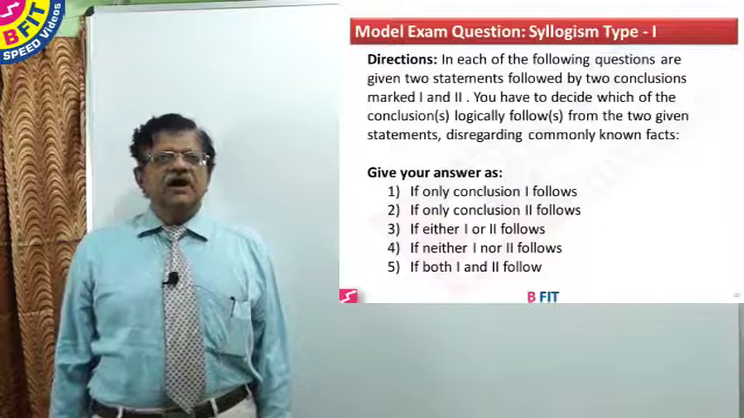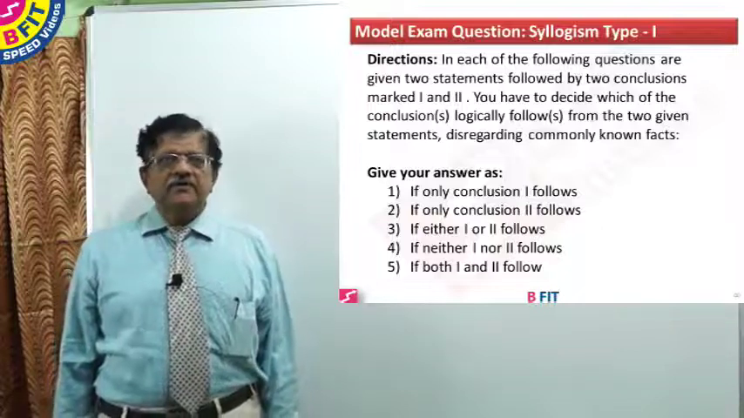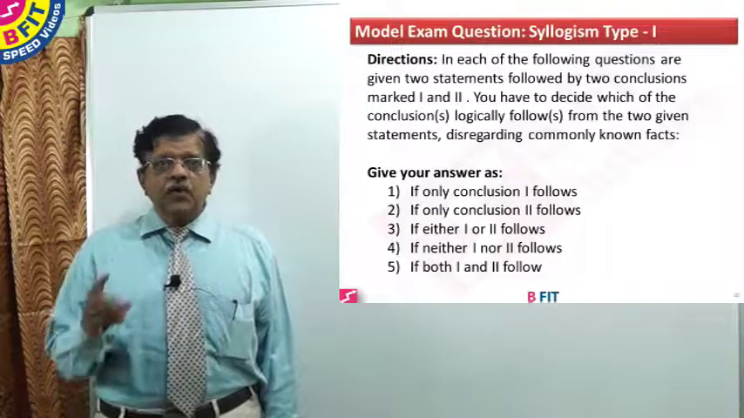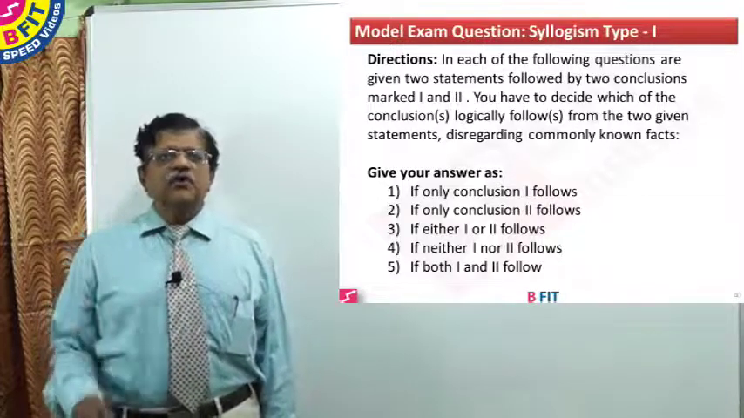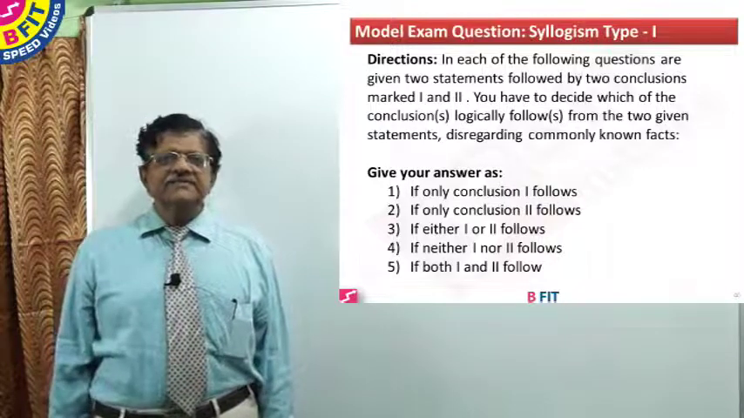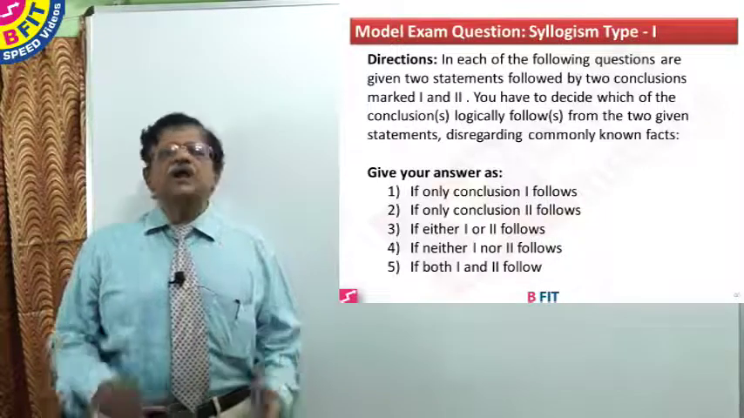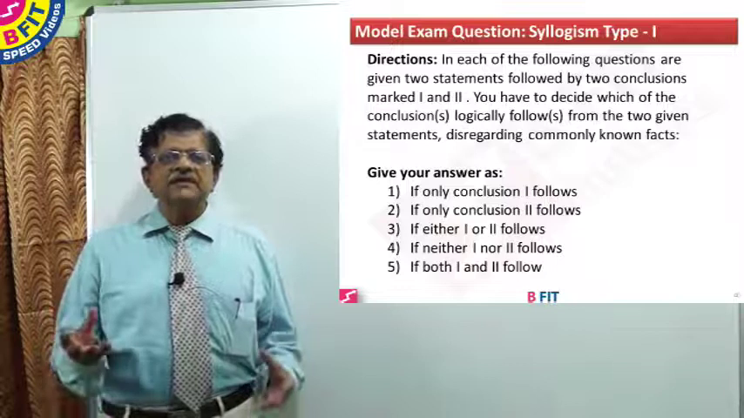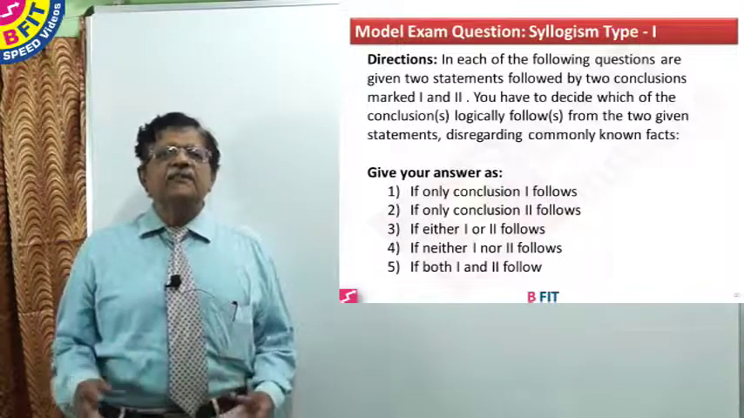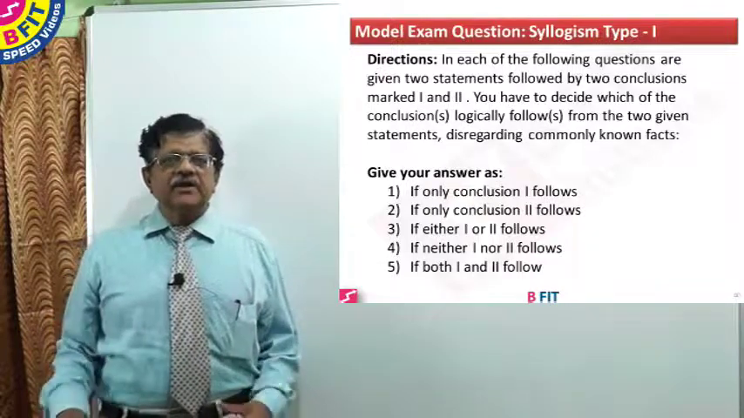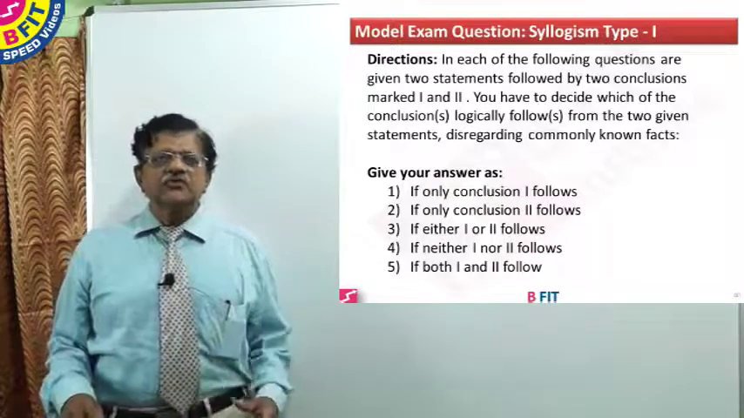The options given are: Option 1 if conclusion 1 alone follows. Option 2 if conclusion 2 alone follows. Option 3 is if either conclusion 1 or conclusion 2 follows. Option 3 is the typical example of a complementary pair. Only in cases of a complementary pair, option 3 is applicable. Either 1 or 2 of the conclusion follows.